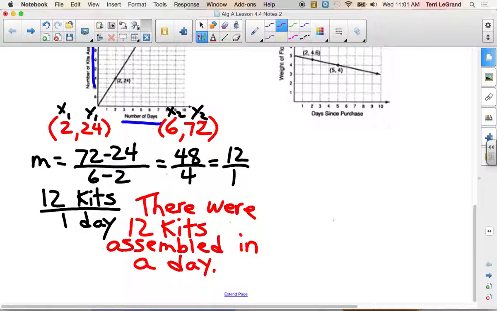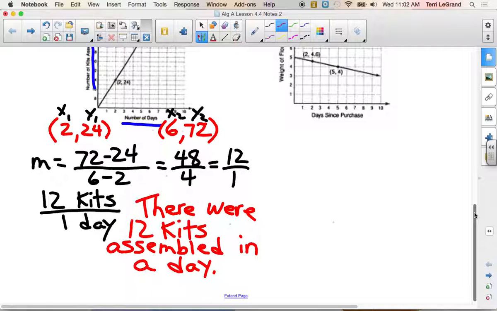So that 12 has a role. You don't just find it, put it in a column, and you know what the X and the Y are representing. You say, oh, this tells me that those volunteers were able to put 12 kits together in 1 day. So any questions on this one? This is the type of thing you're doing in your home.